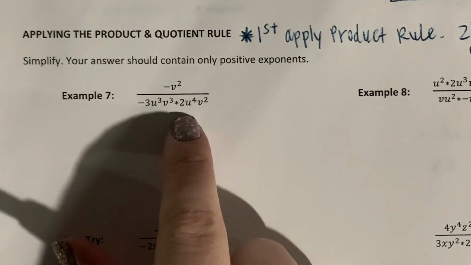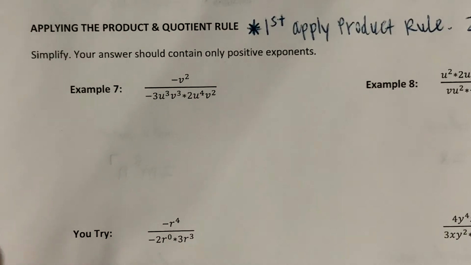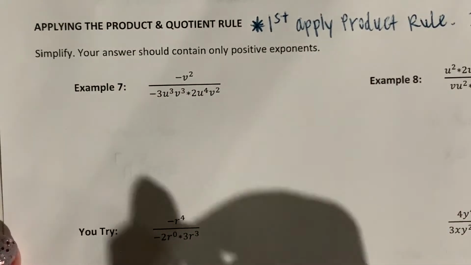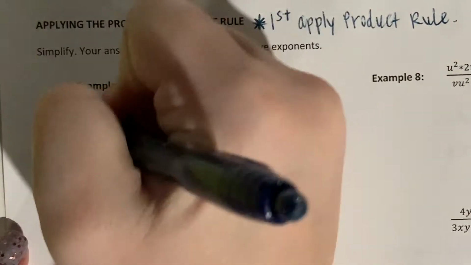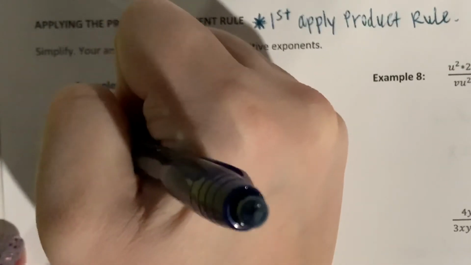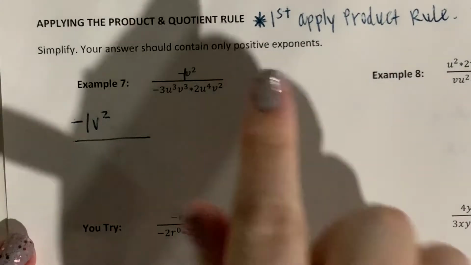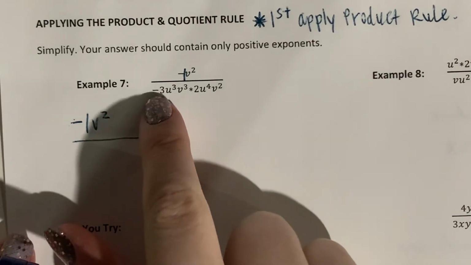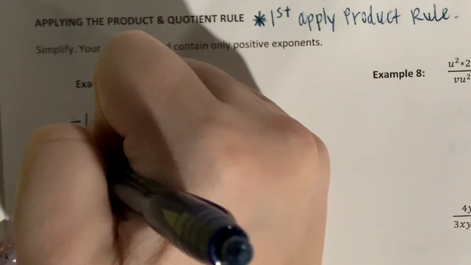I have a term times a term. My top, I'll leave exactly the same. I'm not going to touch that yet. I have no product rule in the top. So I'm going to leave this as negative v squared, or you can think of that if it's helpful as negative 1v squared. So I'm going to write negative 1v squared in the top. I'll write my fraction bar, and now I'm going to do product rule in the bottom. So in the bottom, first I'll take care of my coefficients out front. Negative 3 times 2 gives me negative 6.